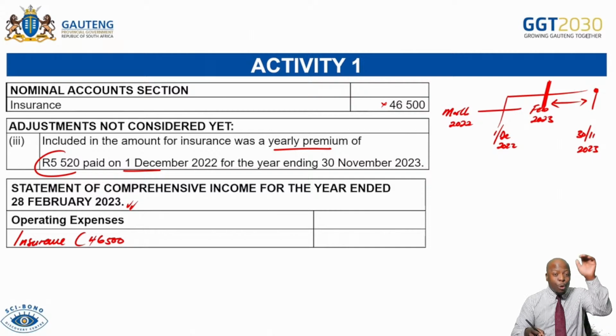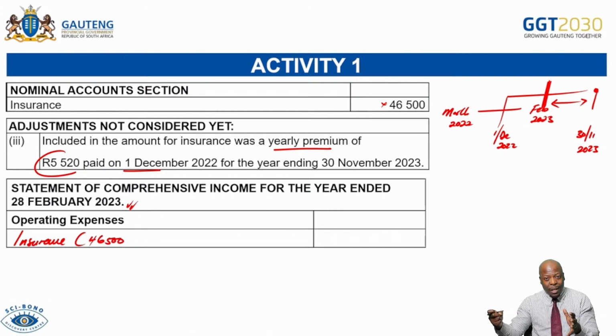It belongs to that next financial year. So what we need to do is to take it out. We want to first know for how many months we paid in advance. So we're going to count from March, April, May, June, July, August, September, October, then November. So we have 9 months here that we have paid in advance.